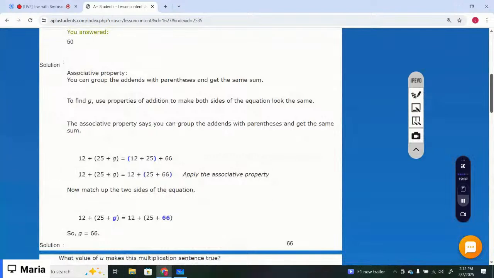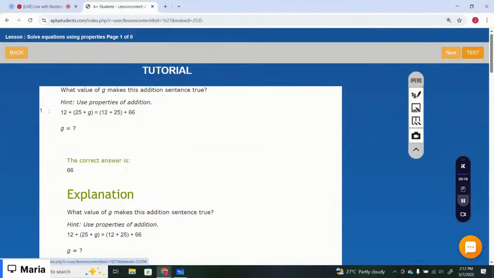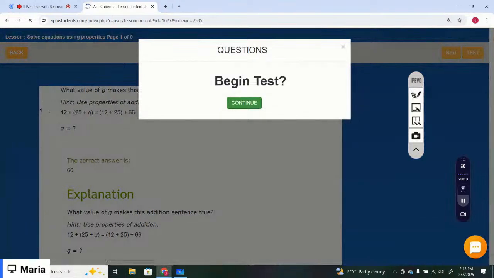You can group the numbers with parentheses and get the same sum. On both sides, the numbers are exactly the same, right? You just have to see which number is missing. You can see here you have 12 and here you already have 12. You have 25 here and 25 here. Here is g and here is 66. That means the missing number is 66. g equals 66. Got it? So the missing number is g. Now you are going to apply the properties you have already learned. Let's just start with the test question.